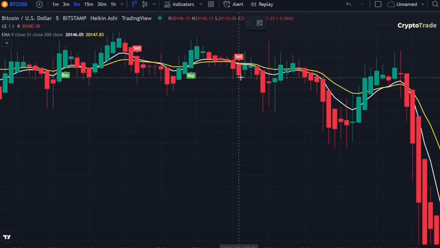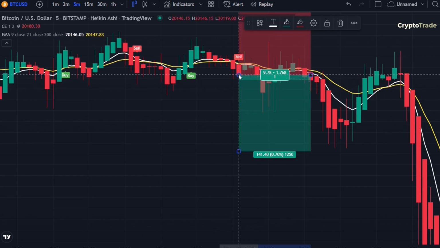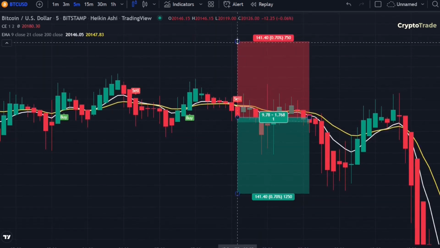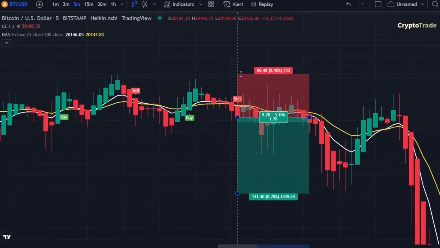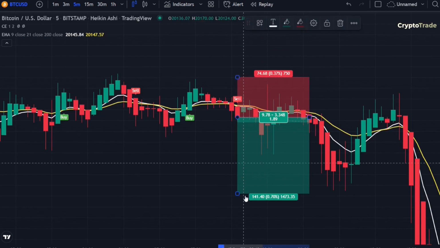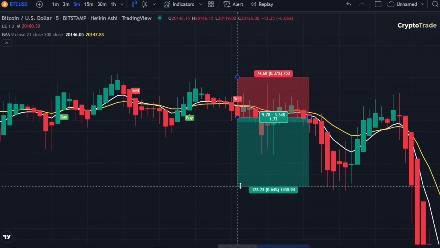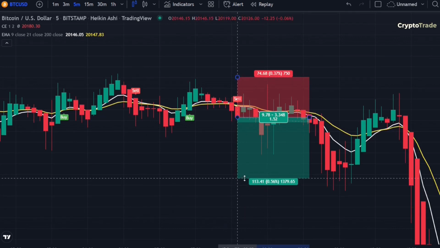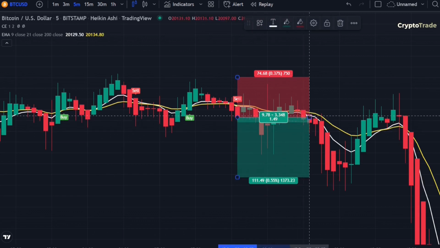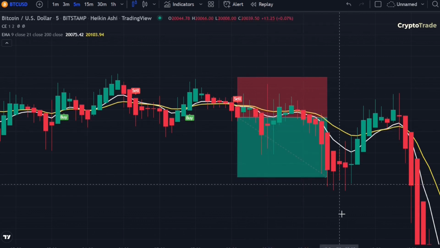As these conditions are met, place a sell order at the close of the red candle where the two EMA lines crossed. Place the stop loss above the nearest swing high. The risk to reward ratio will be set to 1 to 1.5. The market has reached the target and the trade has been successfully closed.